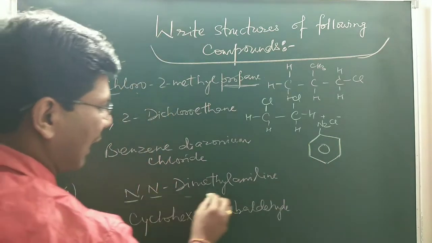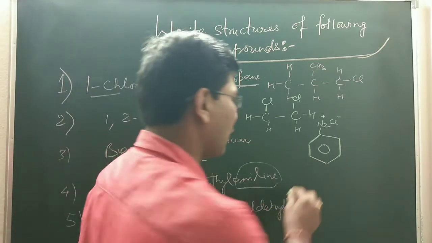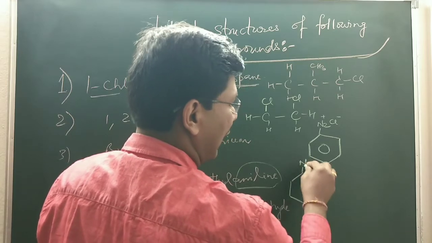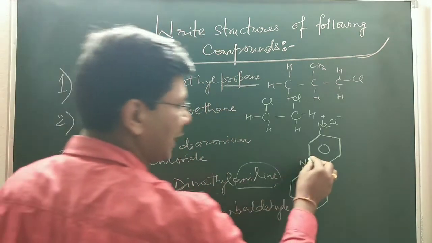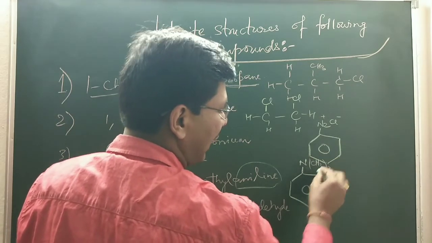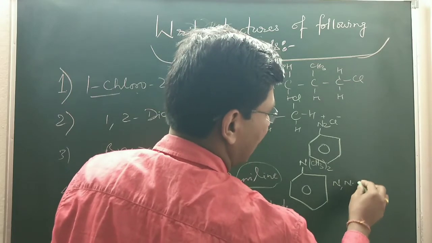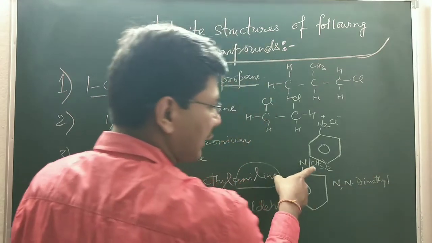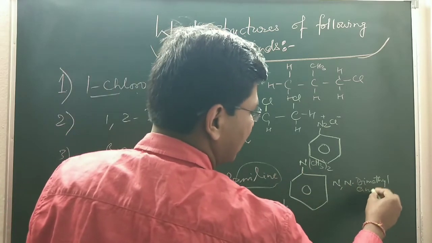Next is N,N-dimethyl aniline. First you have to write aniline. As we know, aminobenzene is also called aniline. So first you write down aniline, NH2. In place of the H's you have to write 2 methyl groups, that is (CH3)2. N,N-dimethyl aniline means the 2 methyl groups are attached to nitrogen, so it is called N,N-dimethyl aniline.